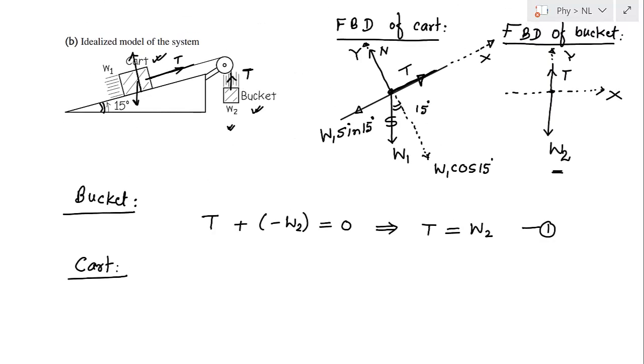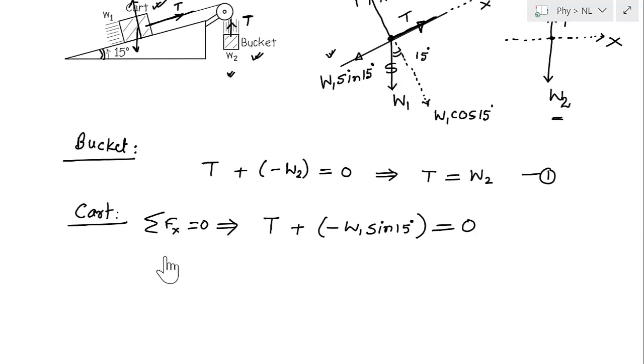So what are the forces acting on the cart? First let us write along the x direction, that is summation of Fx equals 0. This will give me the forces along the x direction. One force acting along the positive x direction is T, and in the negative x direction is W1 sine 15 degrees, so this will be negative W1 sine 15 degrees. Once again, the sum of these forces equals 0. So this is one equation.